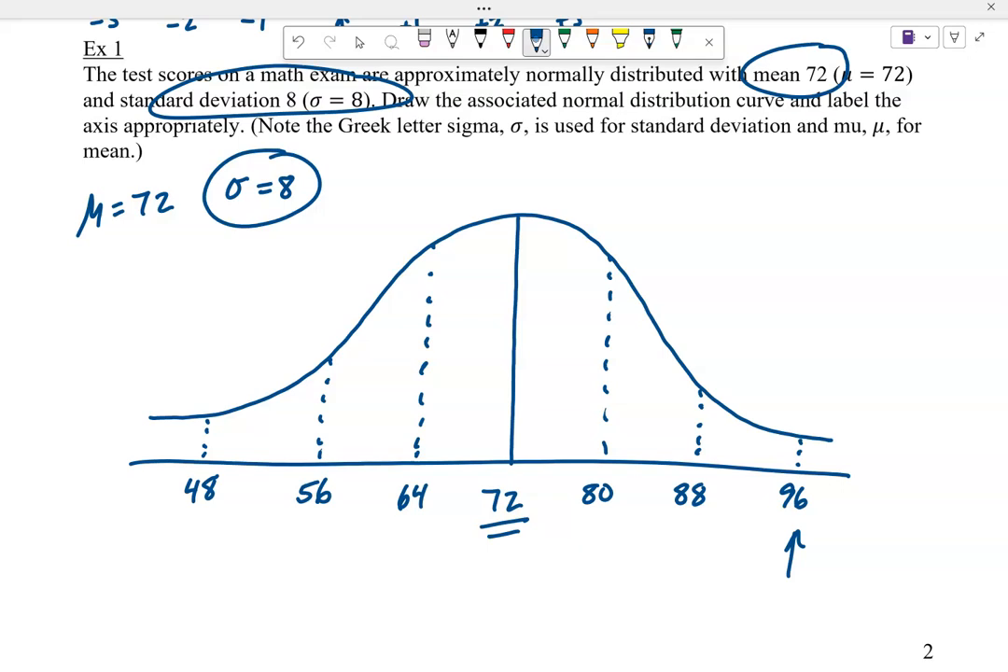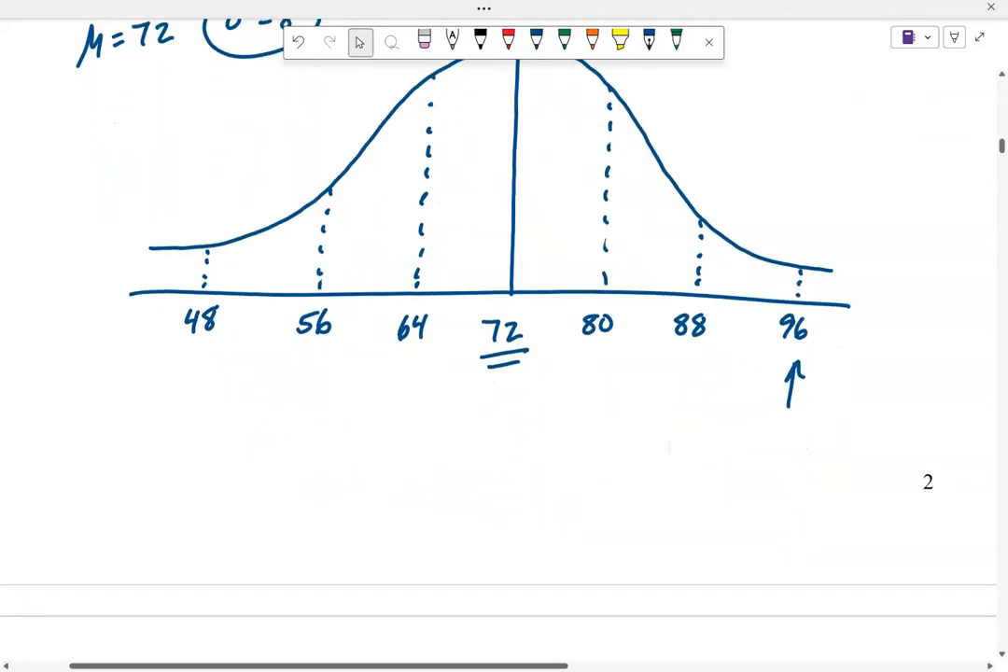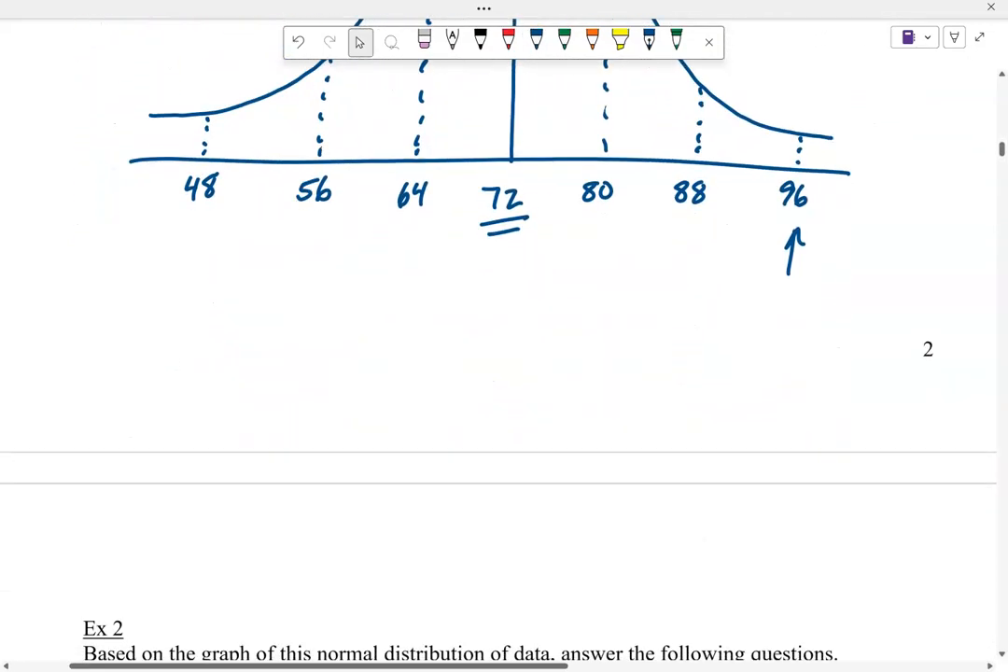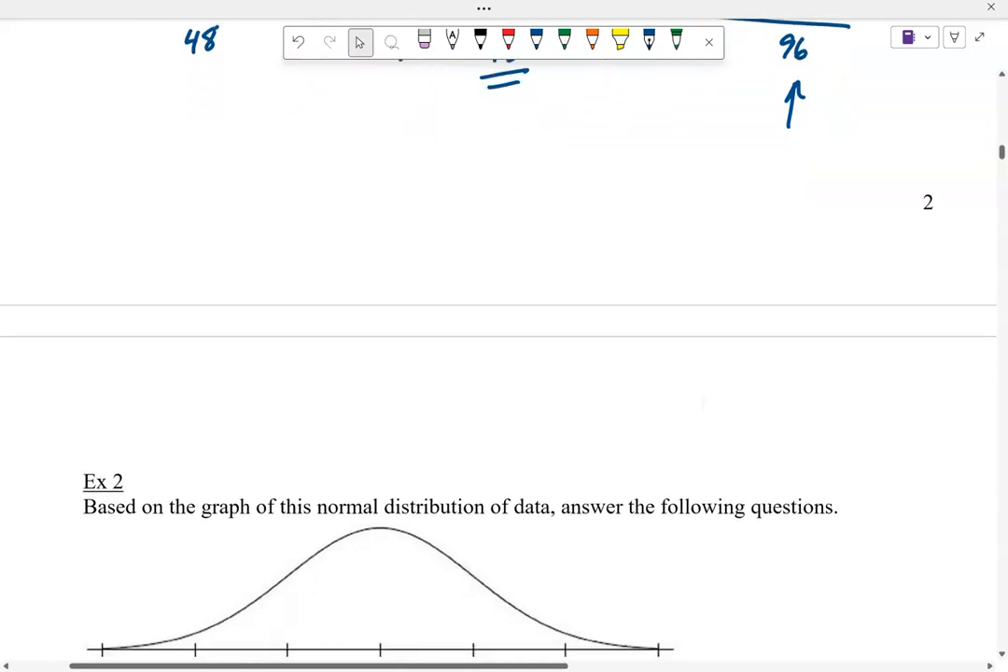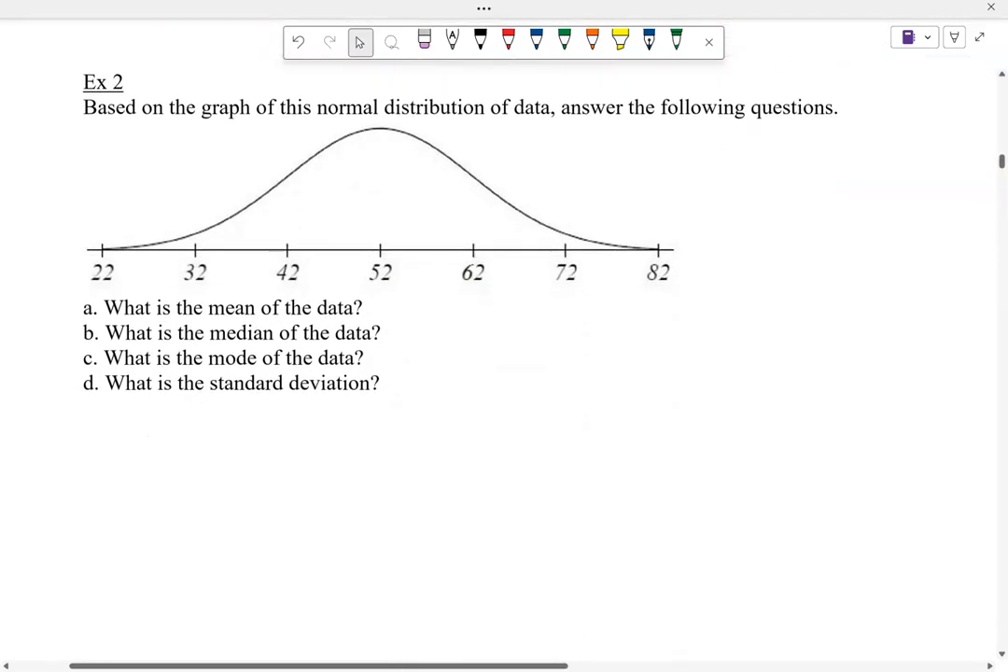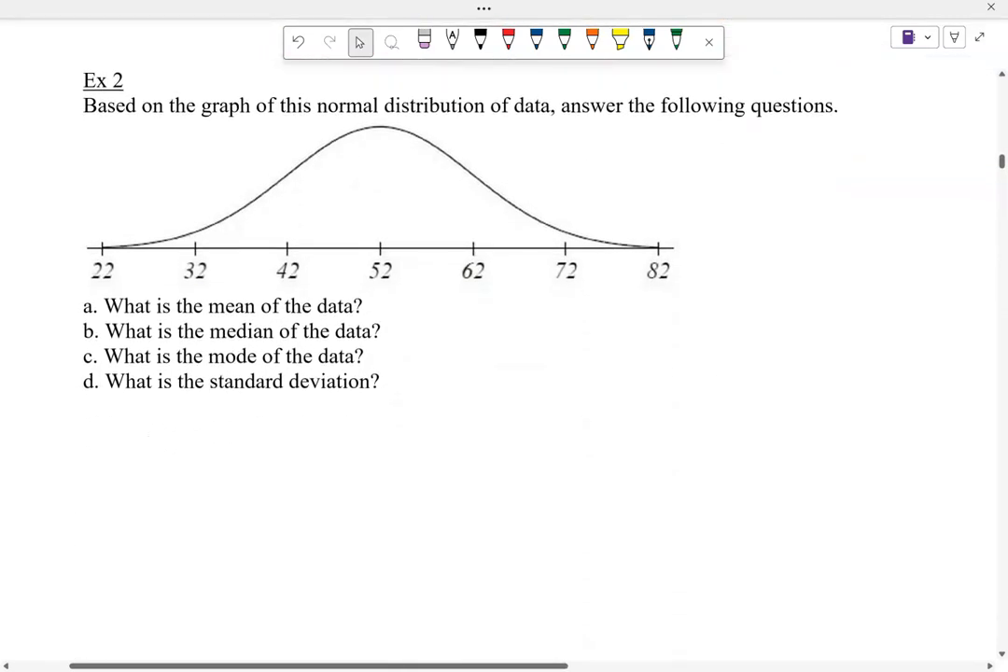Let's see if we can answer some questions based on a given bell curve. So let's do this second one here. Let's answer the following questions. What is the mean?